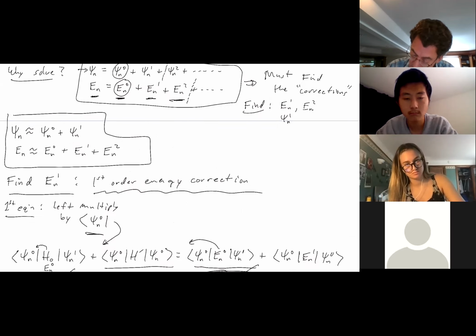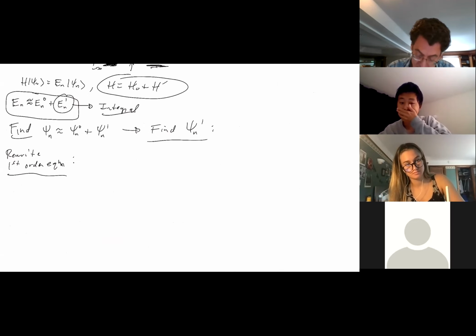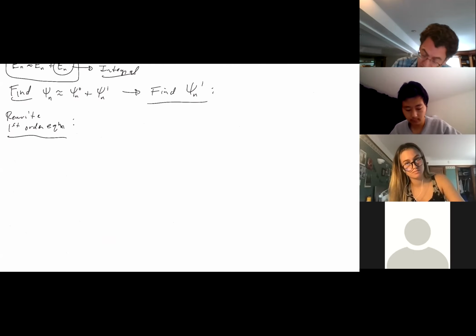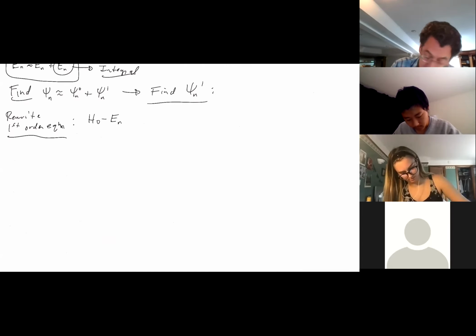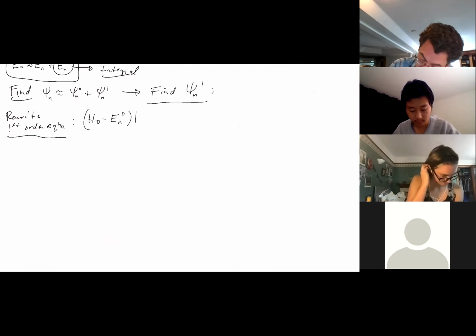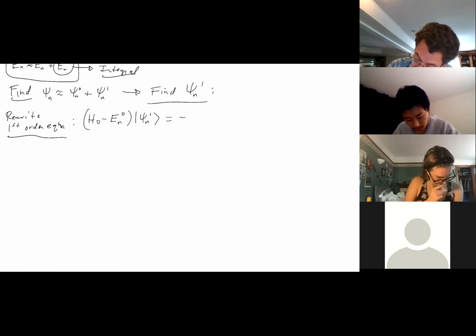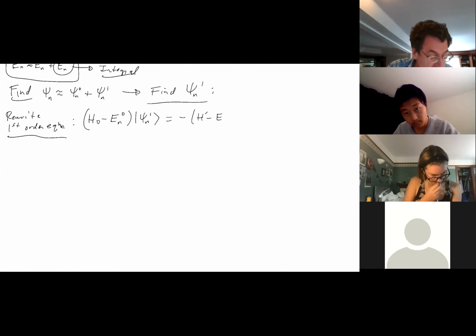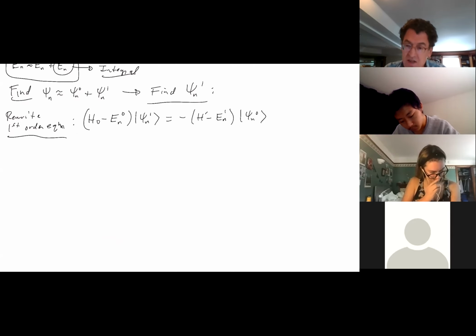I'm just going to rewrite that equation ever so slightly. It's going to look like this. It's not hard, I'm just moving the terms around a little. (H naught minus En naught) times psi n1 is equal to negative (H prime minus En1) times psi n naught. Okay, that's the first order equation.